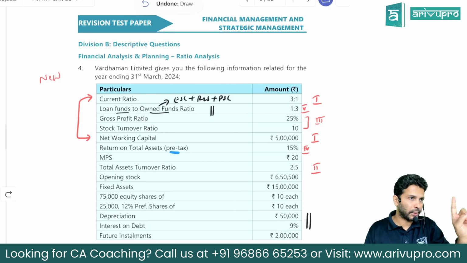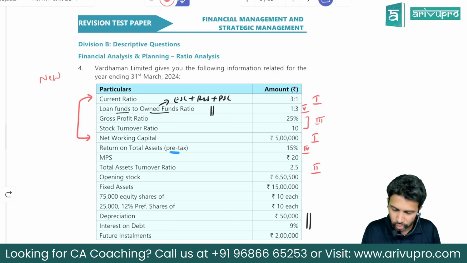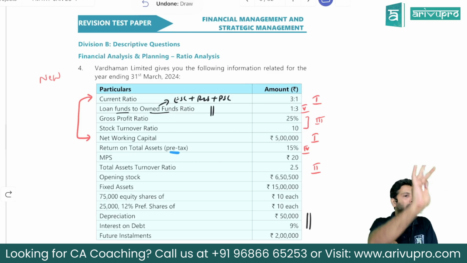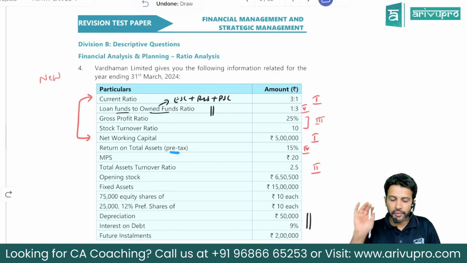This is not net worth. Net worth means only equity share capital and reserves and surplus. Owned funds here refers to your proprietary funds. Proprietary funds will also include your preference share capital. So they have given the connection for that.